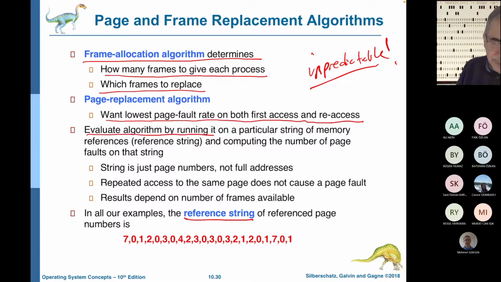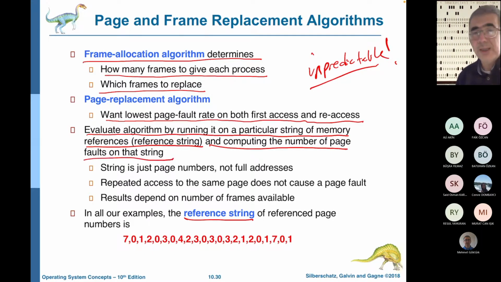We evaluate algorithms by running them on a particular string of memory references after the program is executed and computing the number of page faults on that string. Why is that important? We check similar page reference strings and determine the behavior of the algorithm. That kind of application usually shows similar memory access behaviors. So if it works on multiple reference strings, probably other programs will have similar reference strings and it will be successful. We can evaluate our algorithms by known reference strings. Do you understand?